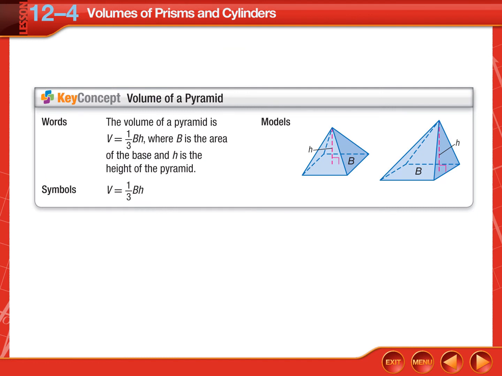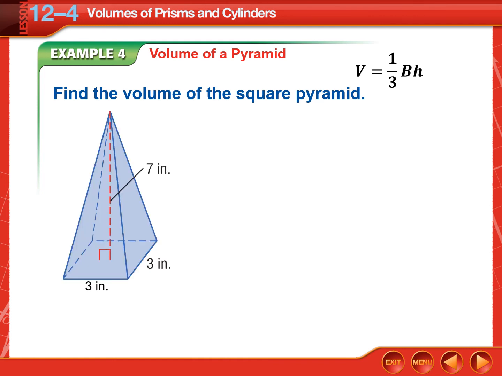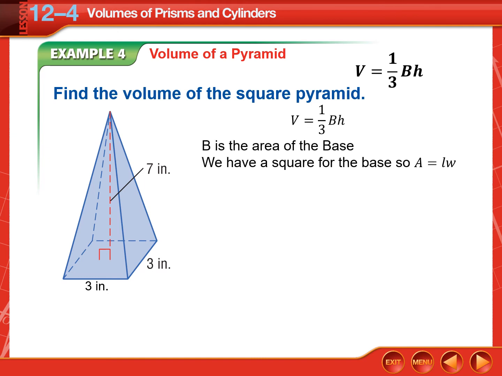And so our pyramid, we're going to have to go back to the big B times h. So we're going to have to find the area of the base. But it's going to be pretty easy to do, and height is easy to see on a pyramid. Let's try it. So there's our formula. And remember, big B is the area of the base. So there's our square pyramid. All right, so we have a square for a base, so we can use the same formula as a rectangle, because a square is a rectangle. 3 times 3 is 9.